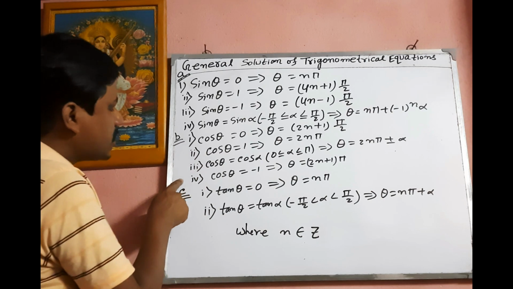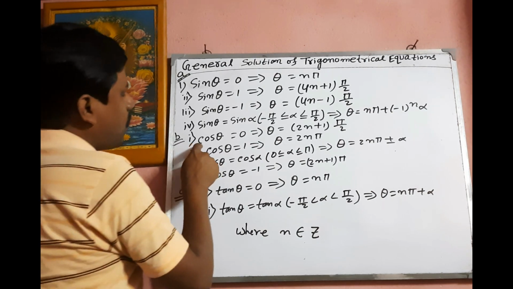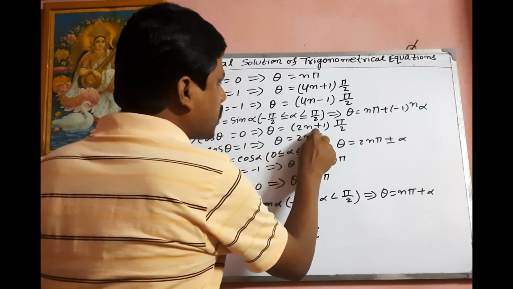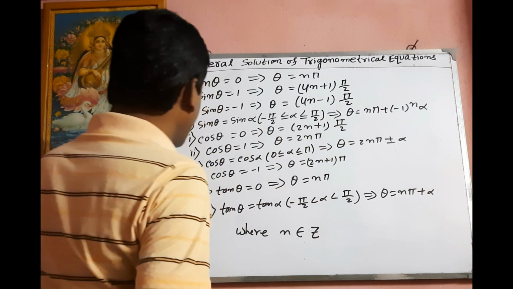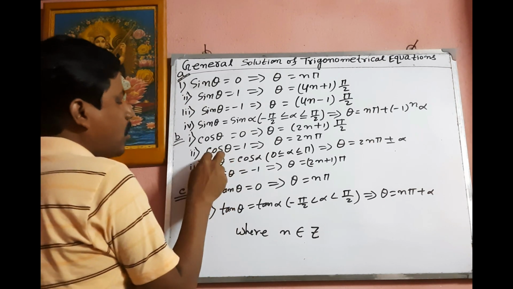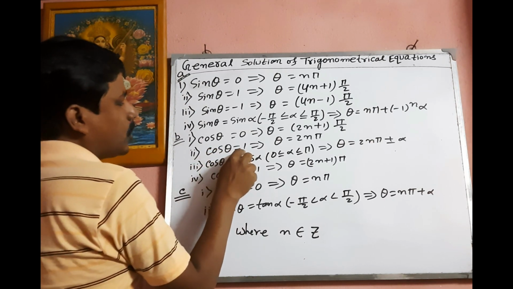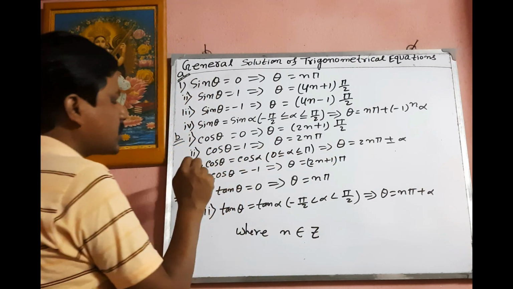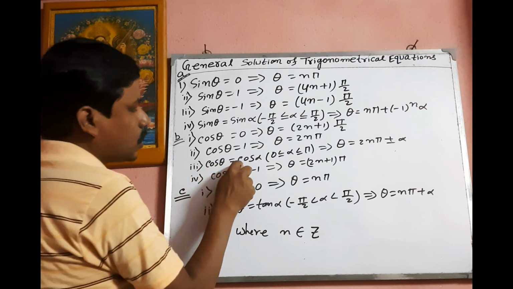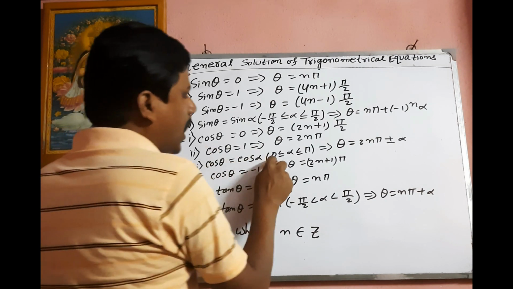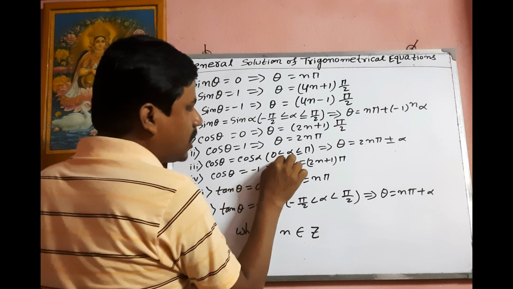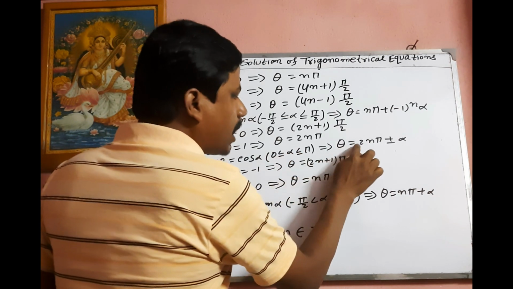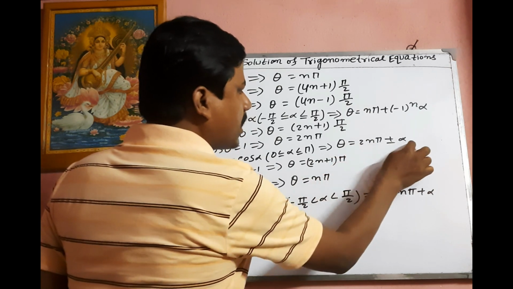The cos theta type formula: cos theta is equal to 0, then theta is equal to (2n plus 1) times pi by 2. The second formula, cos theta is equal to 1, then theta is equal to 2n pi. The third cos type formula is cos theta is equal to cos alpha, and the range is 0 less than or equal to alpha less than or equal to pi. Then theta is equal to 2n pi plus minus alpha.